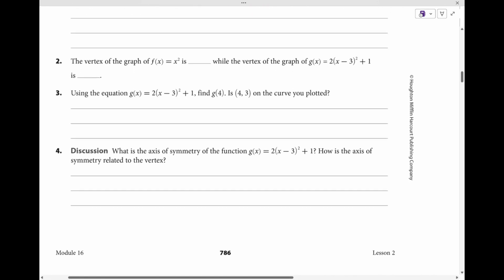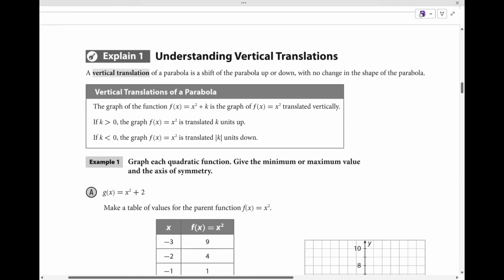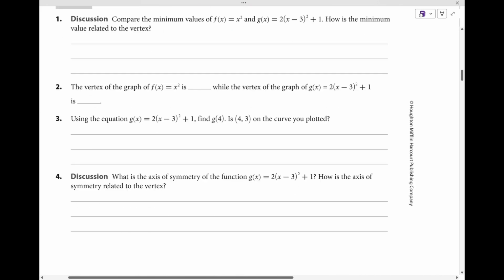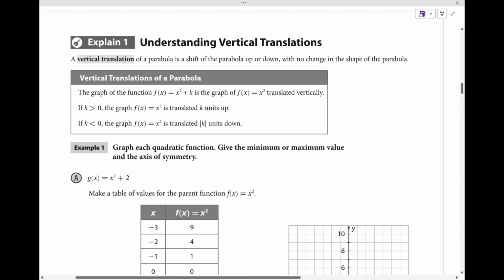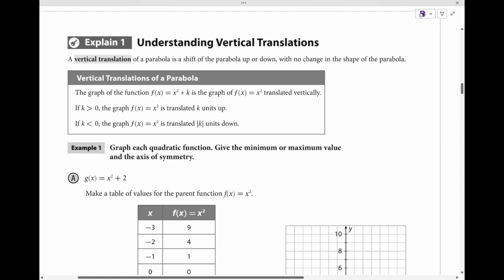Let's look at the next part. So we're going to break down what we did, or kind of understand what's happening behind the scenes. A vertical translation of a parabola is a shift of the parabola up or down with no change in the shape of the parabola. You should have learned about translations last year, hopefully. But we're just shifting it up or down across the graph.